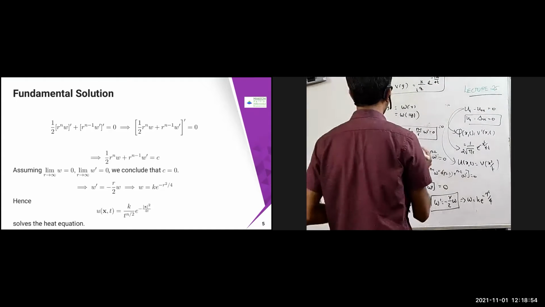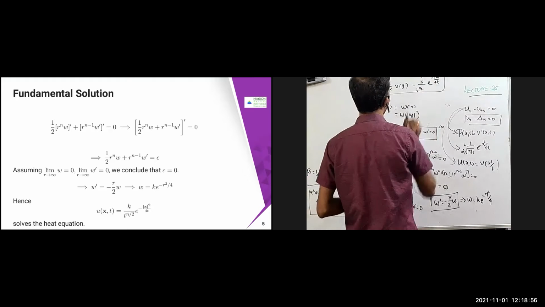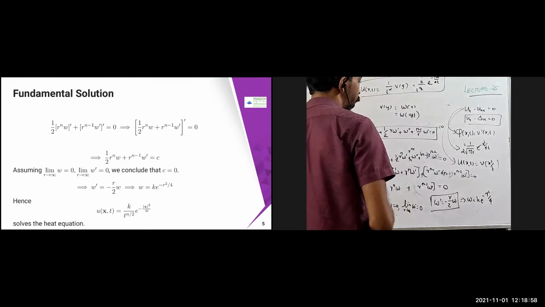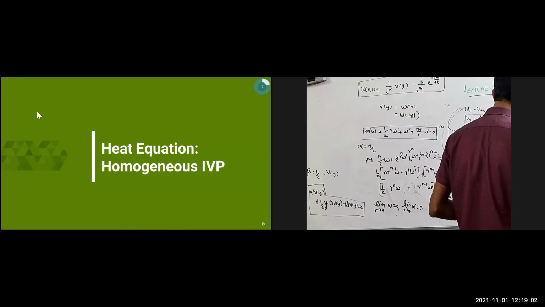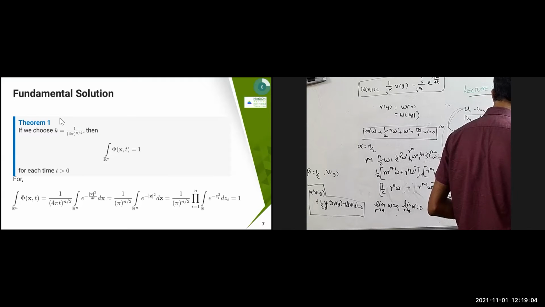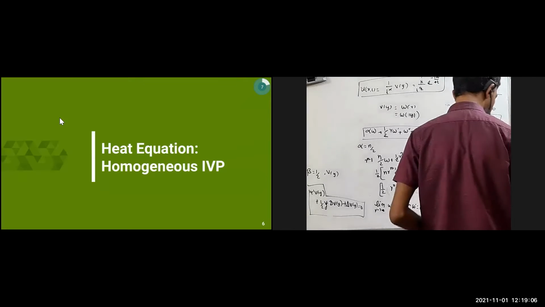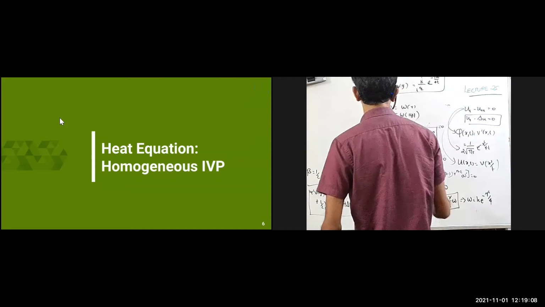Now only one job is remaining. We need to find what our k is. The k part, we have to determine what it is going to be. That's what we are going to do next. Any questions? Any questions so far?